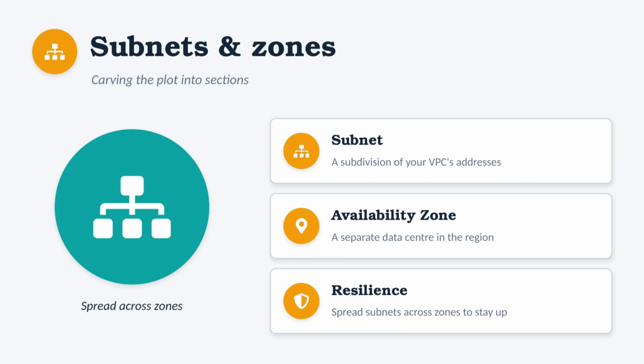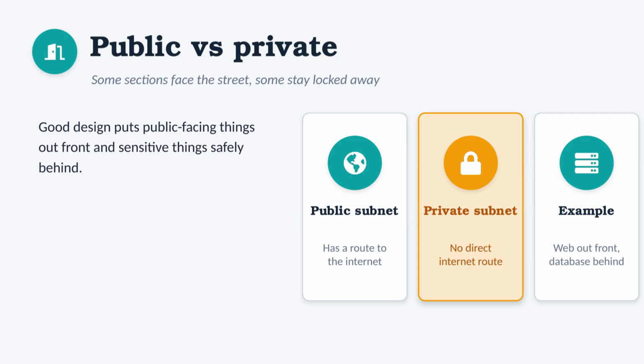Now here's a distinction that matters enormously. Subnets come in 2 flavors, public and private. A public subnet can reach and be reached from the internet. This is where you'd put things that need to face the outside world, like a web server that visitors connect to. A private subnet has no direct route to the internet. It's sealed off. This is where you put the things you want to protect, like your database, which should never be exposed directly to the public. This split is the heart of good cloud design, public-facing stuff out front, sensitive stuff tucked safely behind. Same plot of land, but some sections open to the street and some locked away in the back.